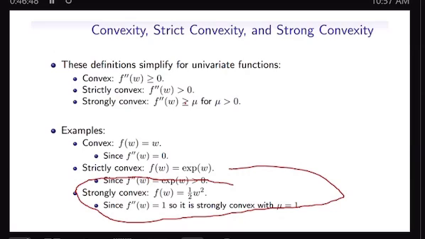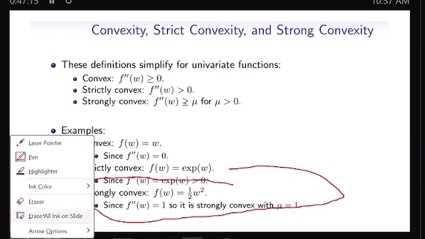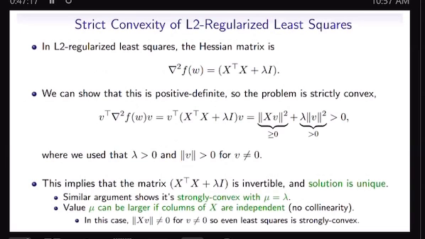Strictly convex is when it is greater than 0. When the second derivative is greater than 0, it must not include 0. That is strictly. Does that make sense? Yeah. Now, I'm still going to make use of this material next time.